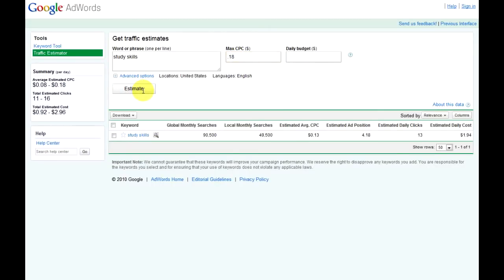All of a sudden, my clicks drop down to 13, so I'm about halfway from where I was. I was at a max of 27. Now I'm only at 13 a day that I should get. But look what happened here. All of a sudden, Google's saying, you know what?